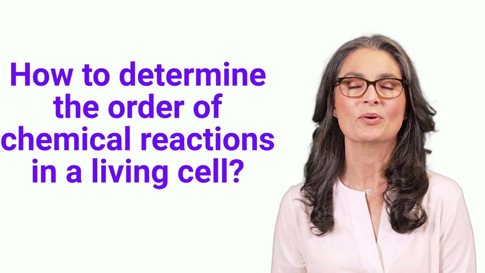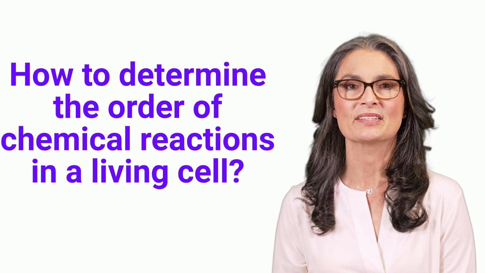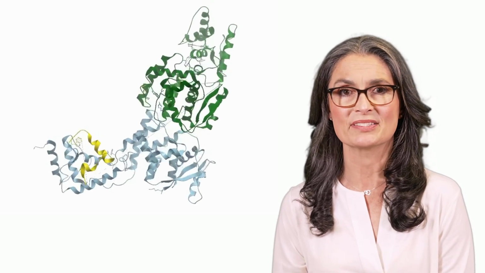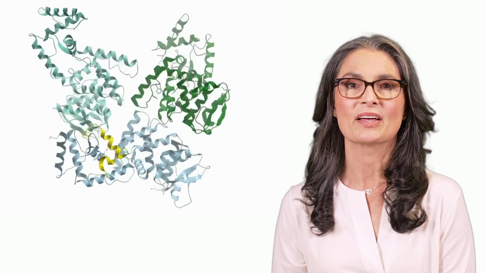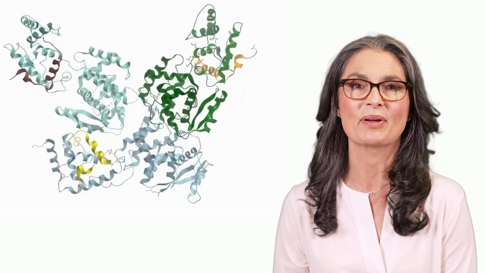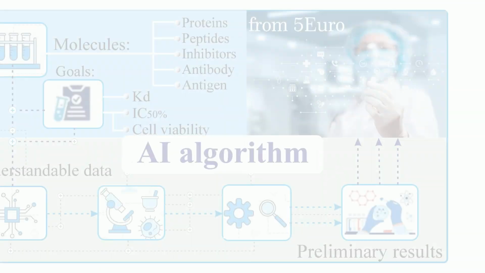How to determine the order of chemical reactions in a living cell? In what order does the formation of biological complexes occur? We use classical thermodynamic theory to determine the order of formation of a hexameric complex.